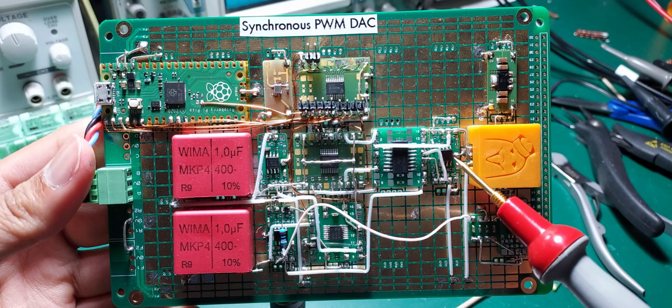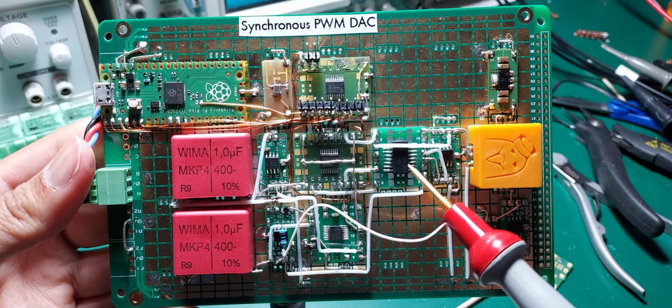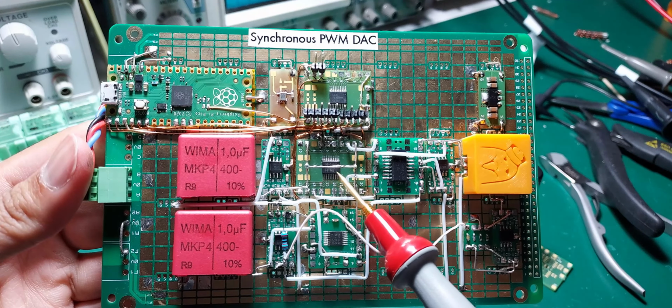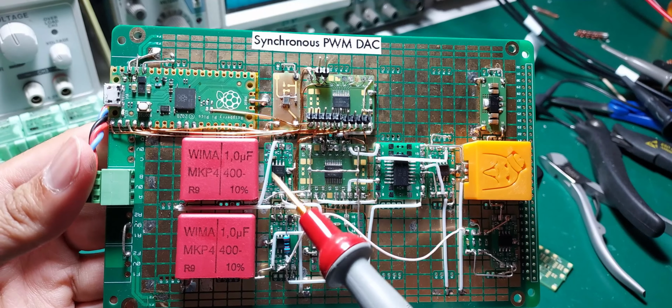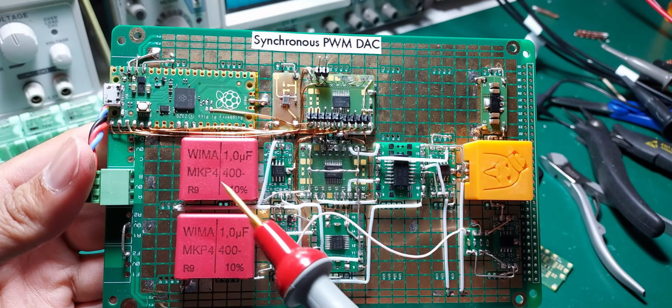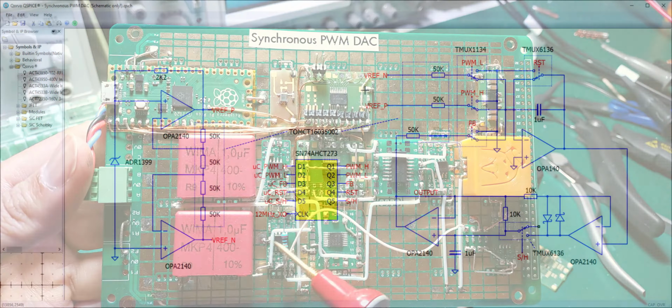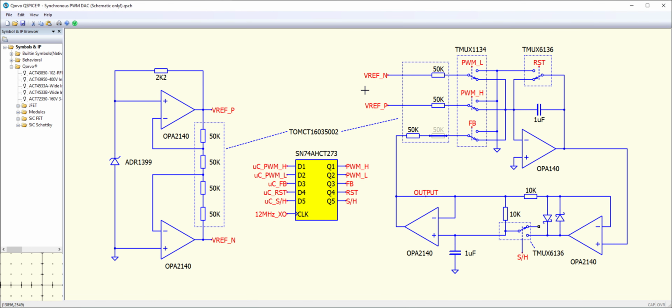Apart from the multi-slope style reference, scaling and V2I conversion and steering using a TMUX1134, the rest of the parts are reused, although in a different configuration. Lately, I've been using QSpice to draft schematics, which I find very pleasant. This is the circuit as built, and the operation can be best explained using the oscilloscope.